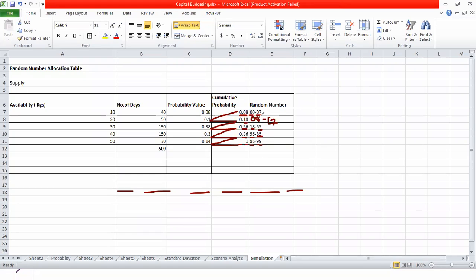Understood how to allocate these random numbers? One less you should stop from the cumulative probability values. So 08 means you stop at 07. Then start from the next, 08. 18 means you stop at 17. Similarly 56 means stop at 55, 86 means you stop at 85, and 1 means 100, you stop at 99. Clear?